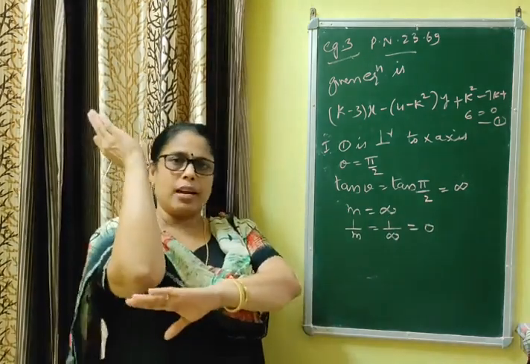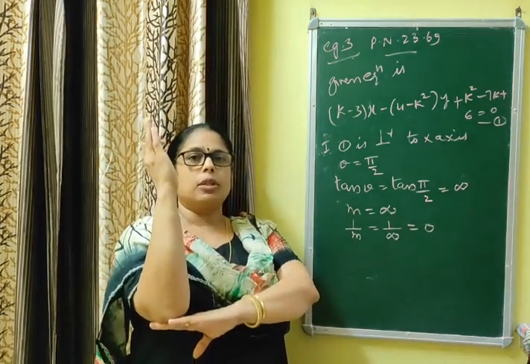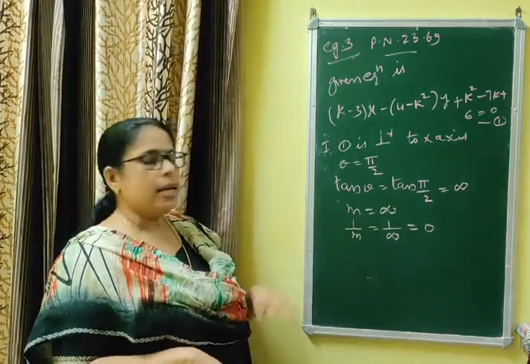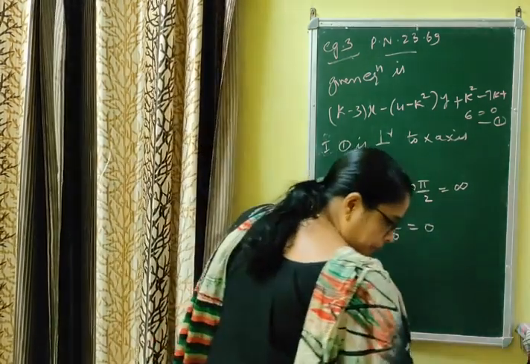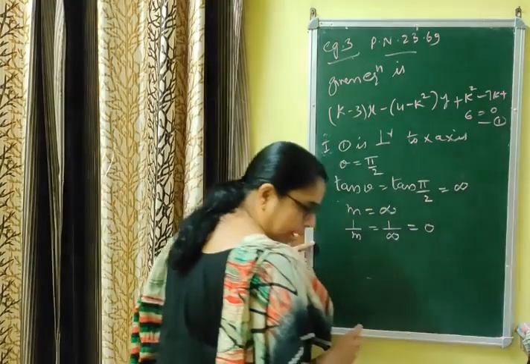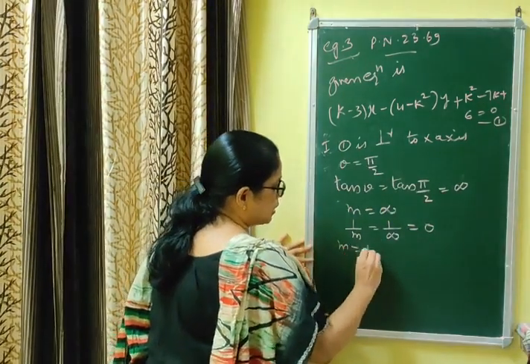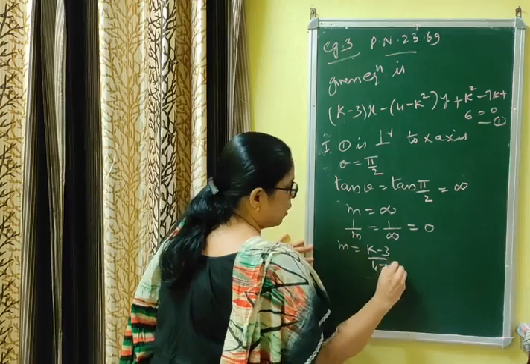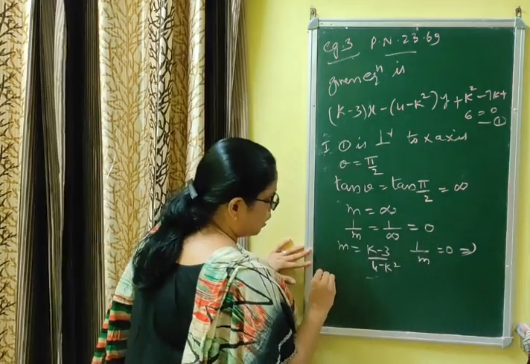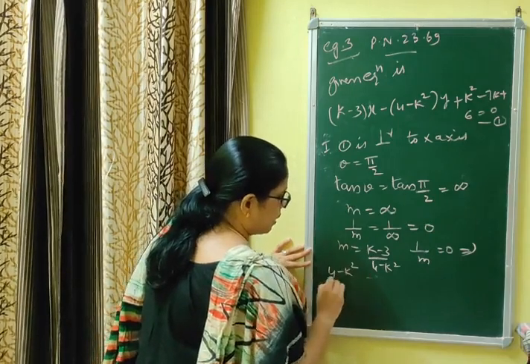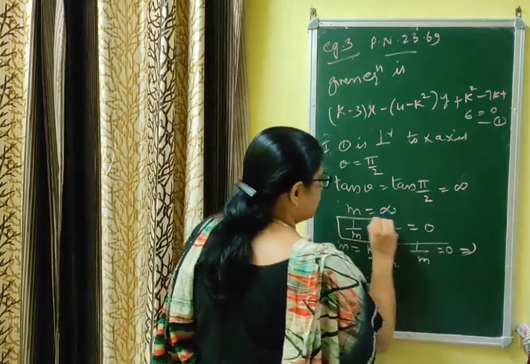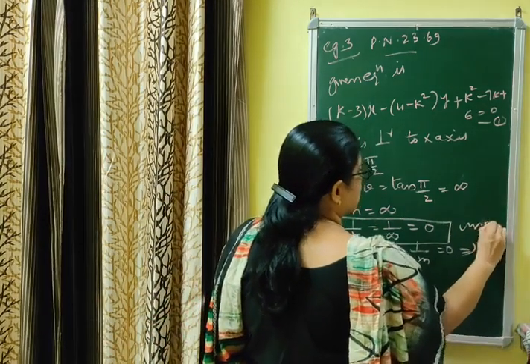For a line parallel to y-axis, what is the angle? Pi by 2, 90. So m is not defined. To bring it into a defined form, we take the reciprocal. What is 1 by m? You have already found m. m is (k minus 3) upon (4 minus k square). Then 1 by m equal to 0 implies, just taking the reciprocal, (4 minus k square) by (k minus 3) equal to 0. This step is very important. Until and unless you know this step, this question can't be done.